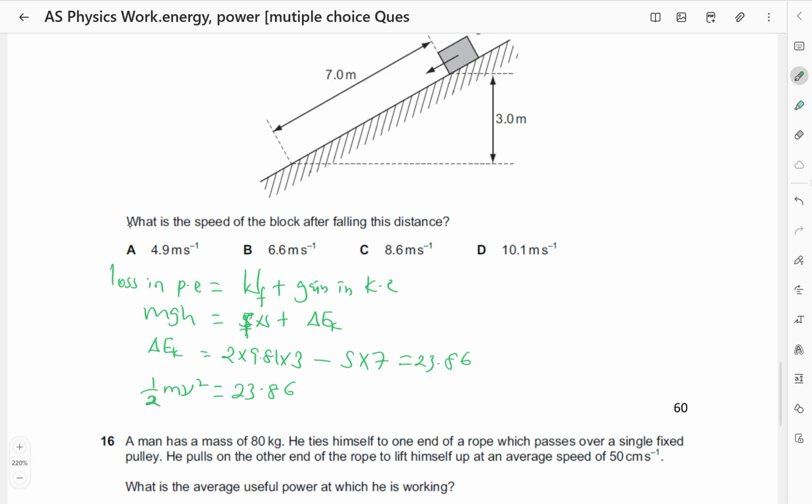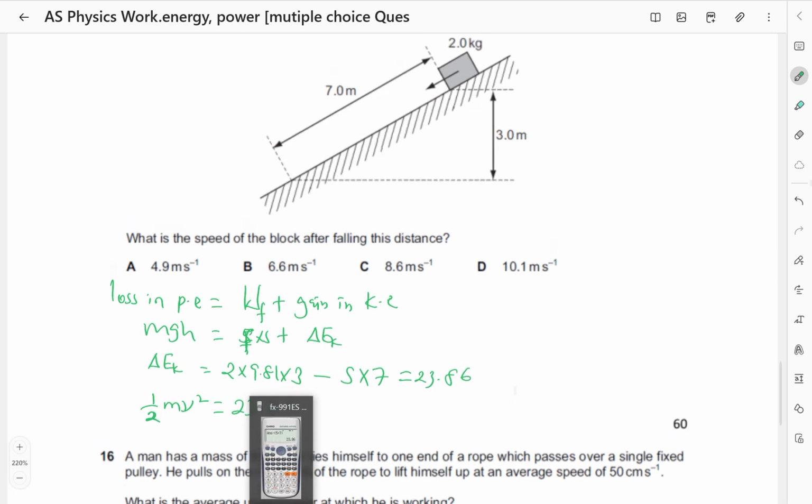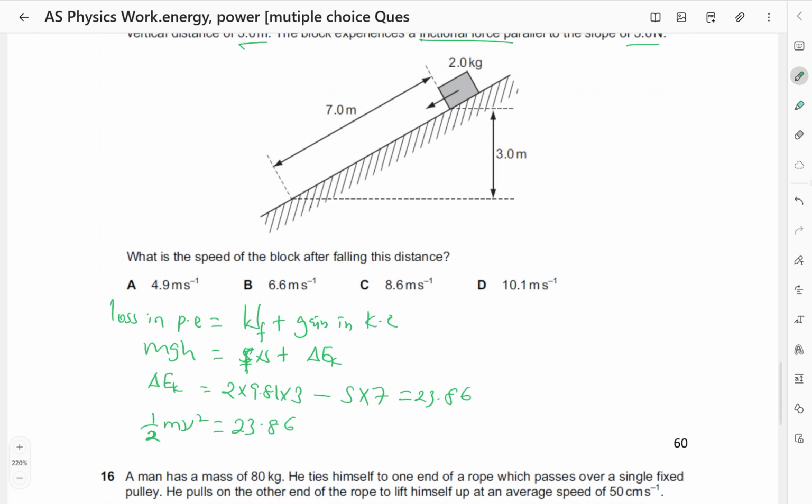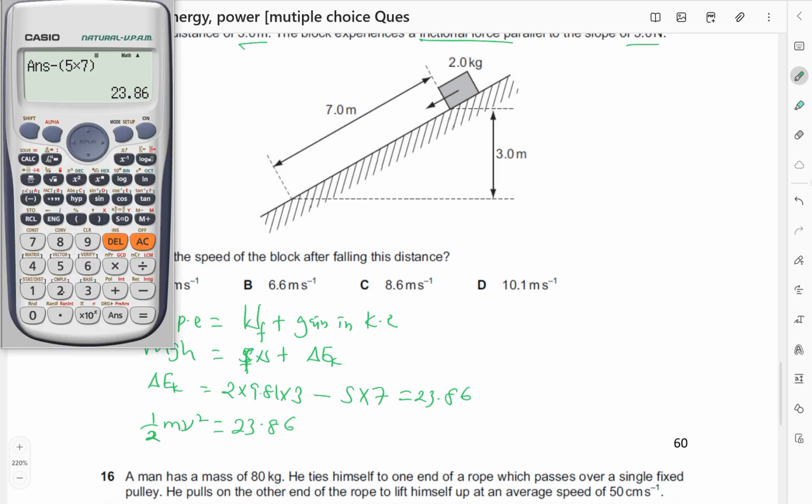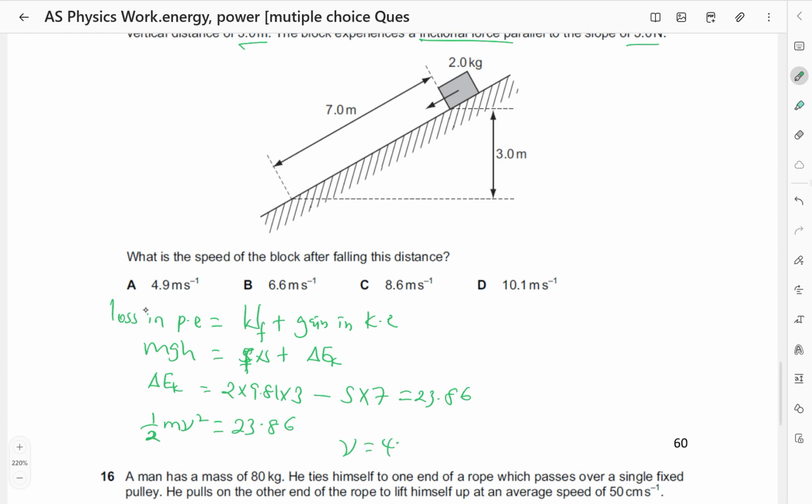I want to find v because I want the speed after it has fallen. So v squared is the answer times 2, divided by the mass, which is 2 again. I find the square root of the answer, which is 4.88 or 4.9. So v is 4.9 meters per second, and the answer is going to be A.